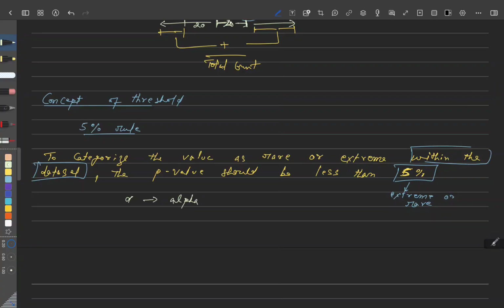In our scores example, none of the p-values tells us that 90 is a rare or extreme score, because every p-value, 0.23, 0.46, 0.85, so this was upper tailed, this was two-tailed, this was lower tailed, each value is greater than alpha, greater than 0.05. So we can clearly see that 90 is not a rare or extreme score.